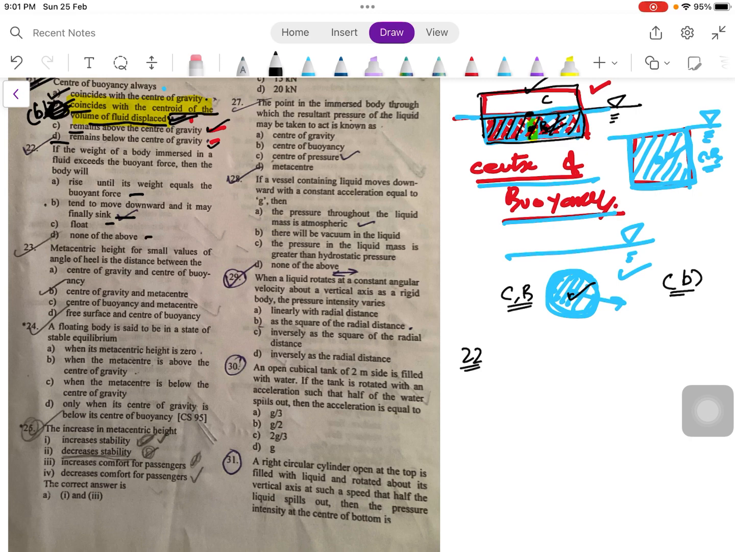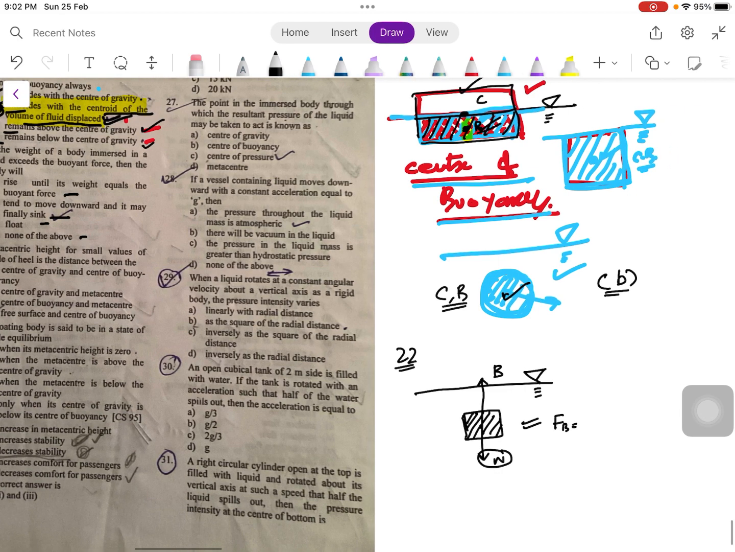So we have a body which is immersed in a fluid, in a static fluid. And let us, for a start, say that this body at this position is in equilibrium. So the weight of the body is equal to the buoyant force at this position. Since the body is submerged in a fluid, the buoyant force is equal to the weight of the liquid displaced.